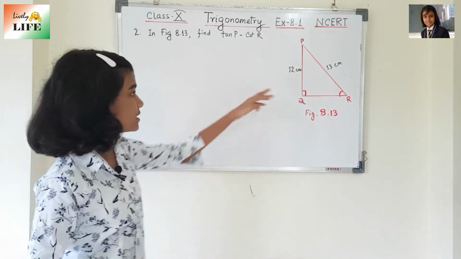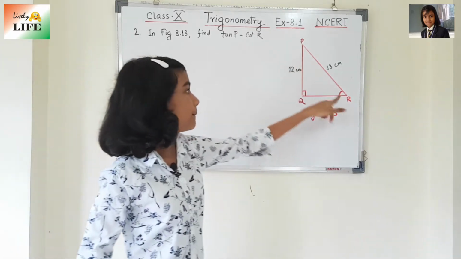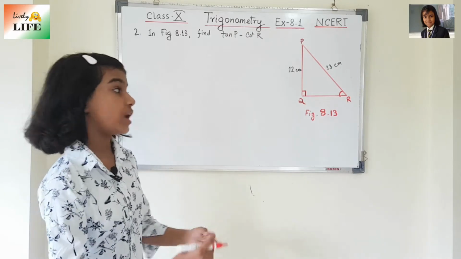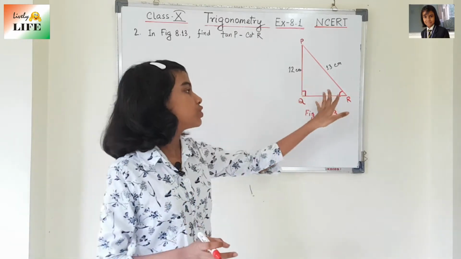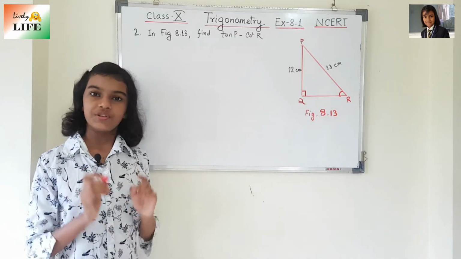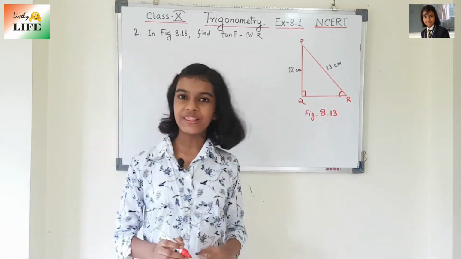So over here you can see PQ is 12 centimeter, PR is 13 centimeter, and now we need to find QR. To solve this, we need the length of QR. So now we are going to find out QR by the help of Pythagoras theorem.